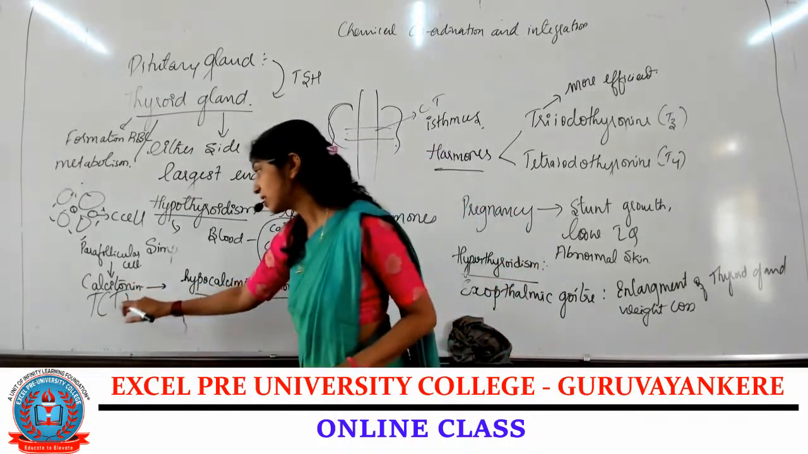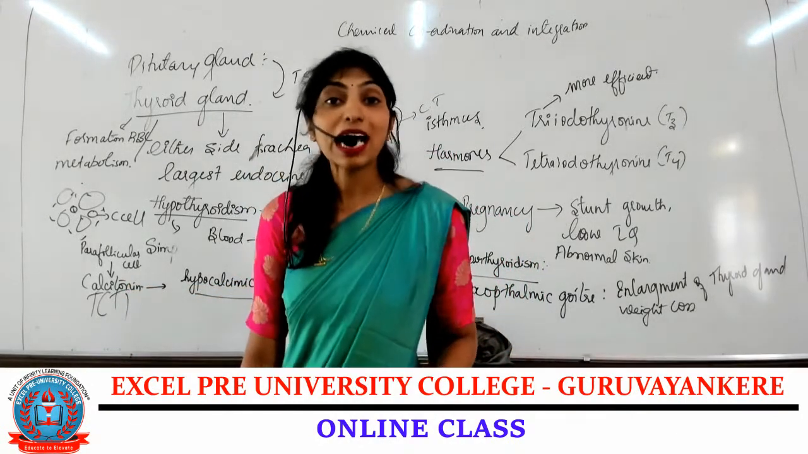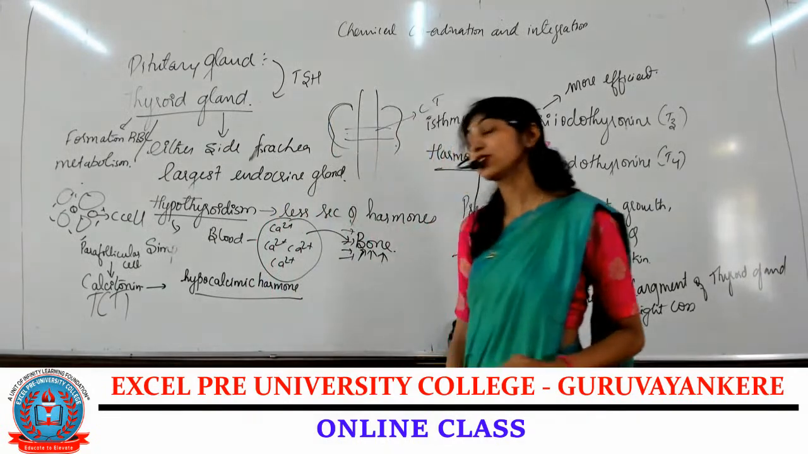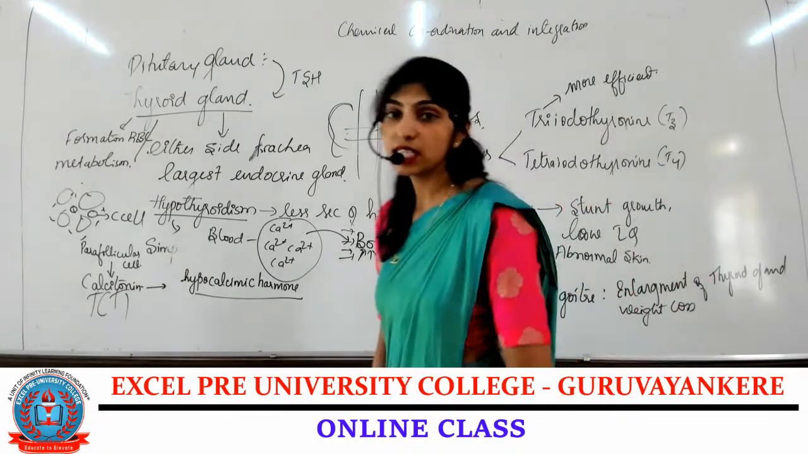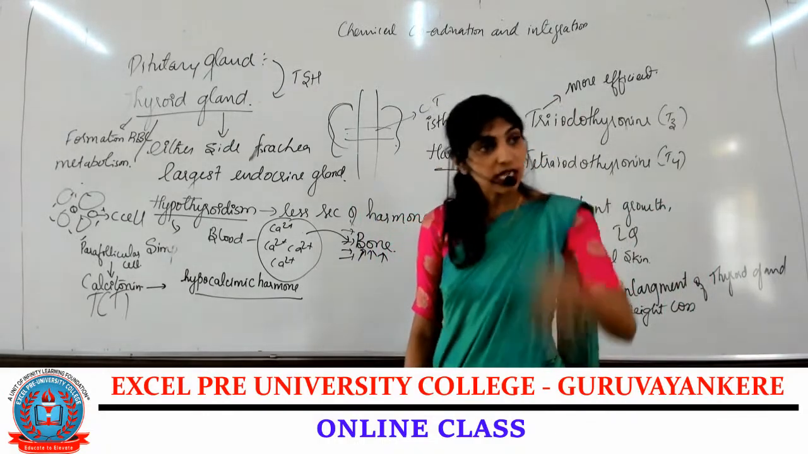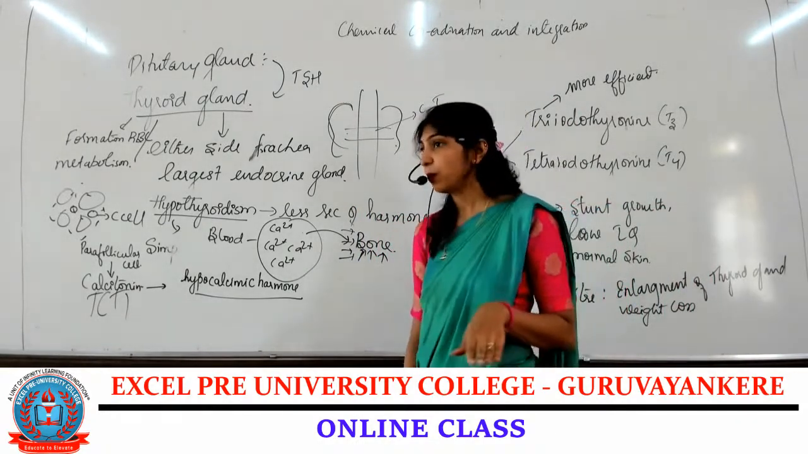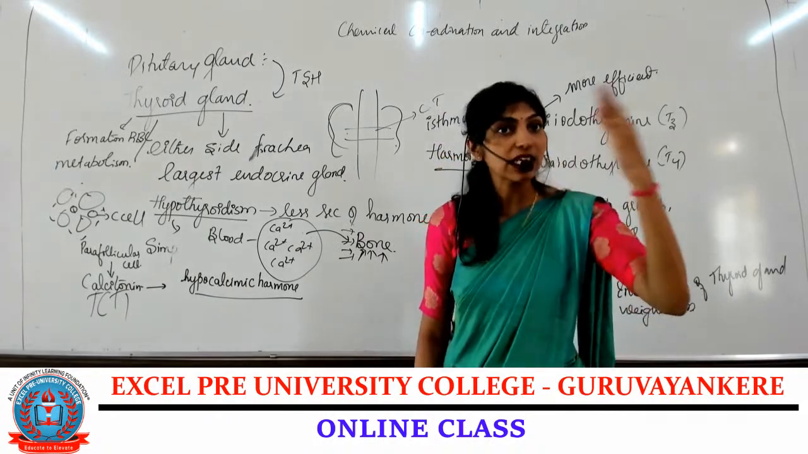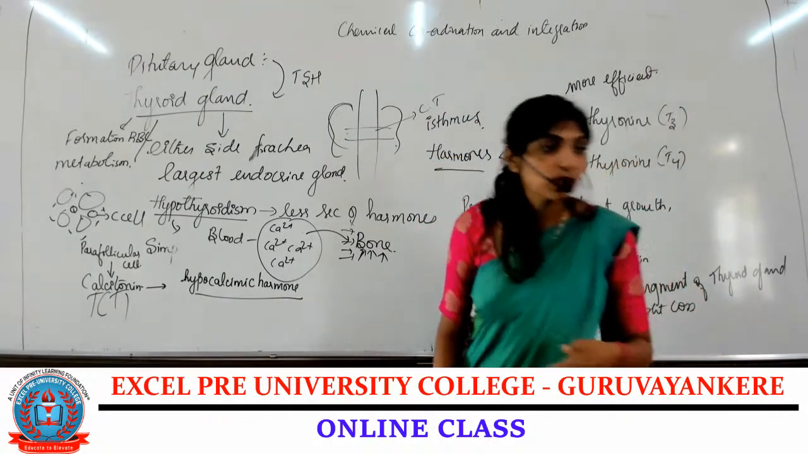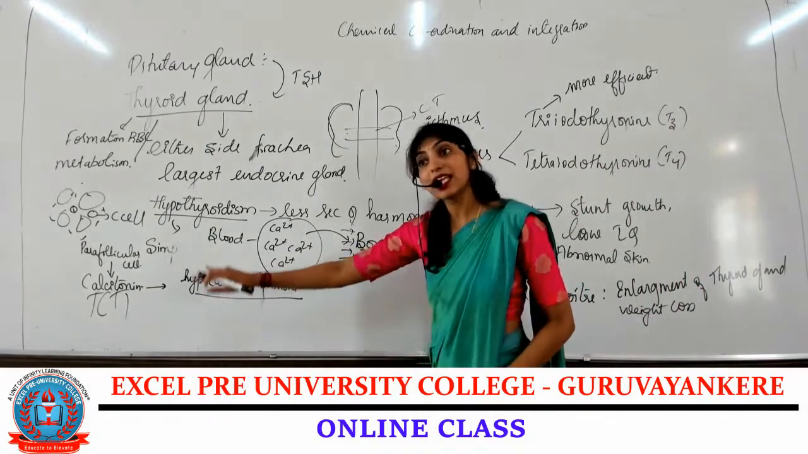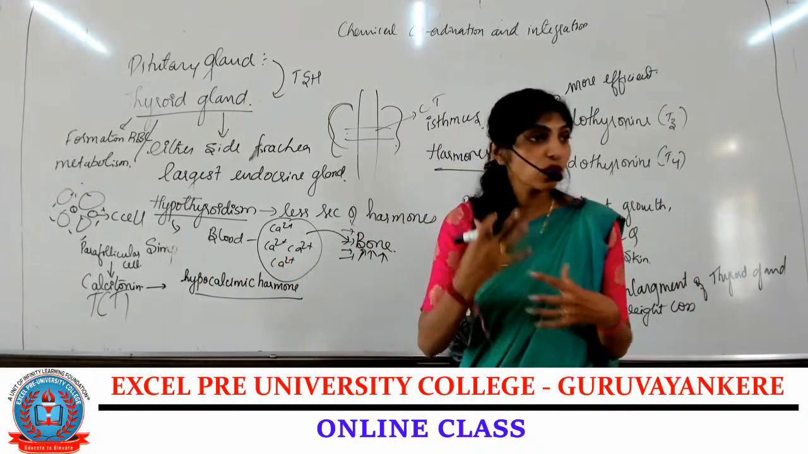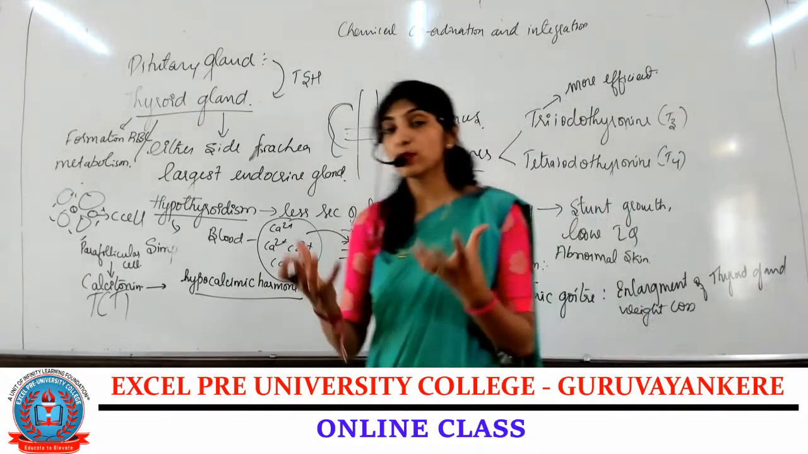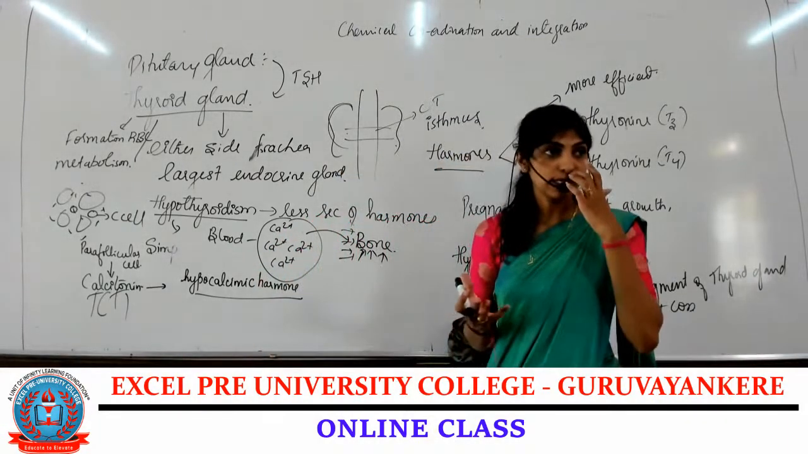Calcitonin is a hypocalcemic hormone, that is, it reduces the calcium level in the blood. If the calcium level in the blood increases, who reduces it? Calcitonin or thyrocalcitonin. That is why we say the function of the thyroid gland is also to maintain the calcium balance.